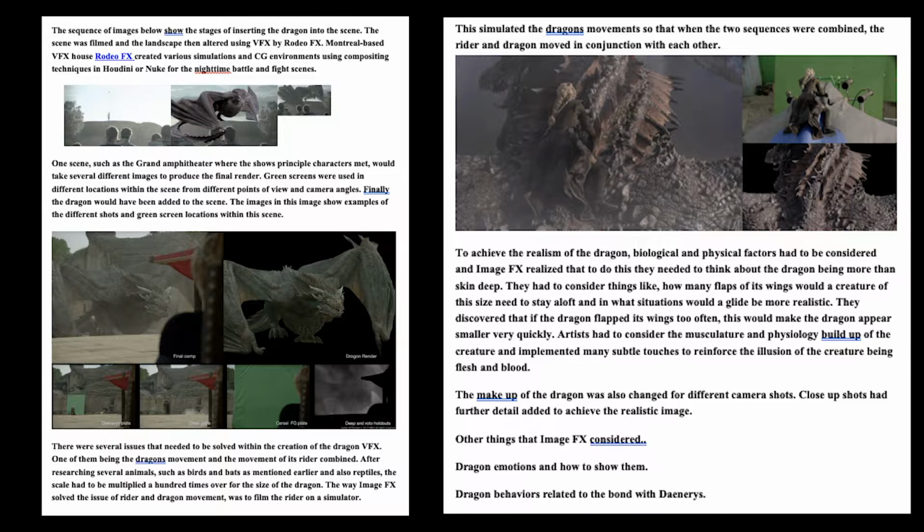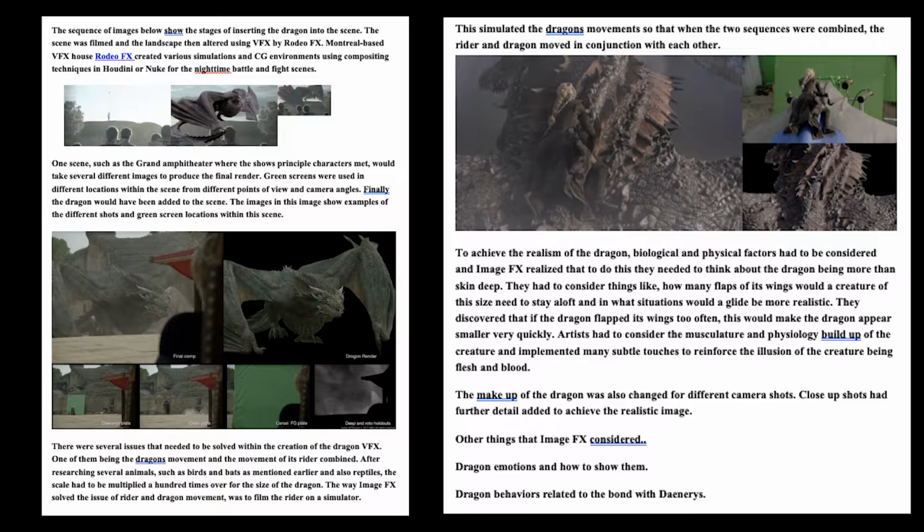One scene, such as the Grand Amphitheatre, where the show's principal characters met, would take several different images to produce the final render. Green screens were used in different locations within the scene from different points of view and camera angles. Finally, the dragon would have been added to the scene. The images below show examples of the different shots and green screen locations within this scene.